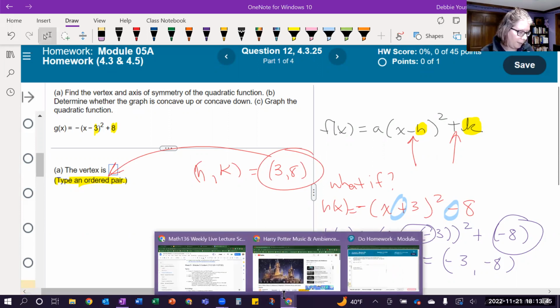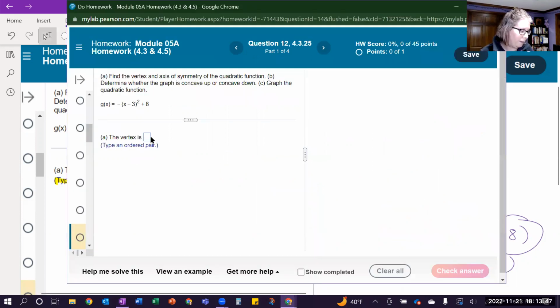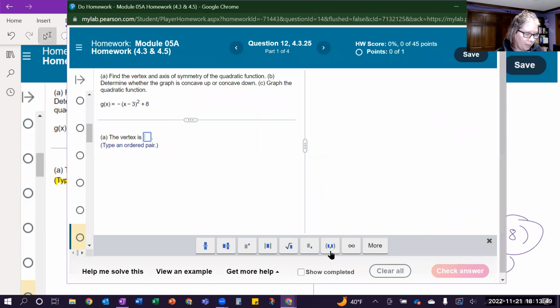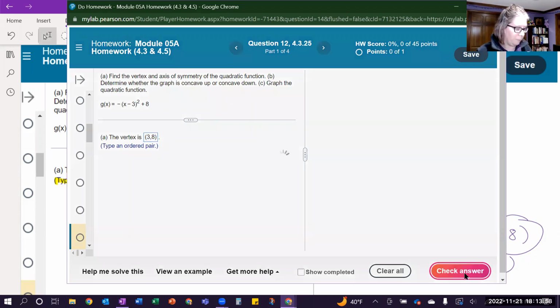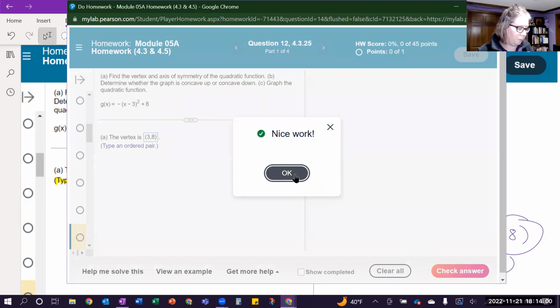So I'm going to go back into MyLab to enter that. I click in the box. I can use the little template for the ordered pair if I want, 3, and then use my cursor to make sure I get in the blue box so I can put in 8, check my answer, and we're good to go for the next part.